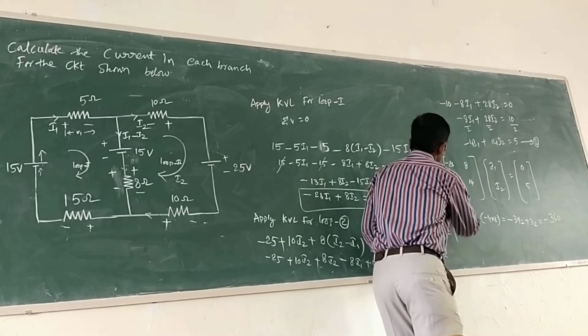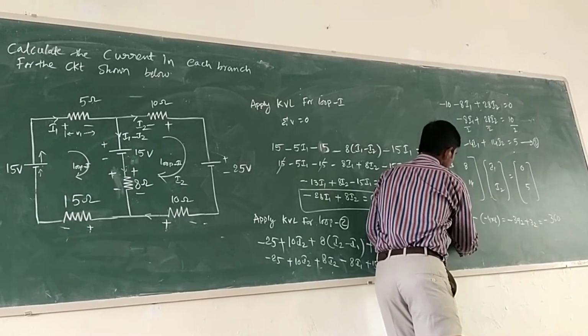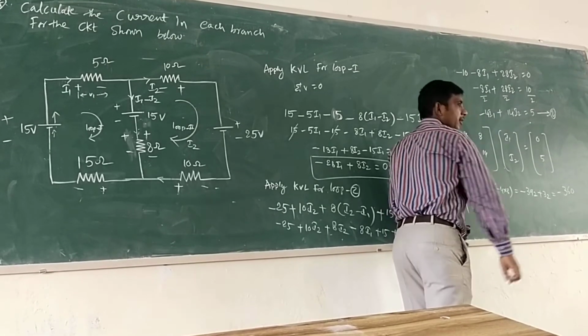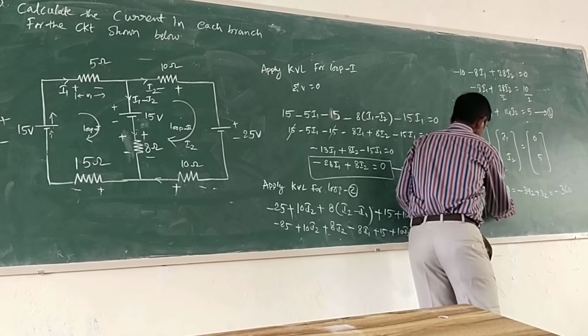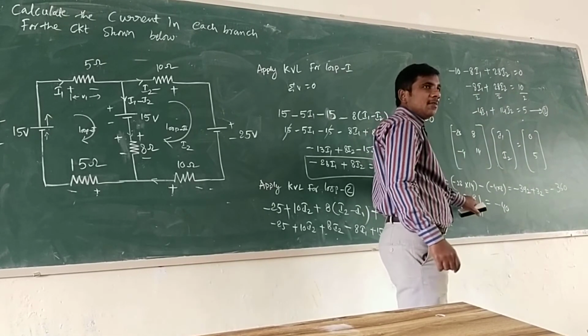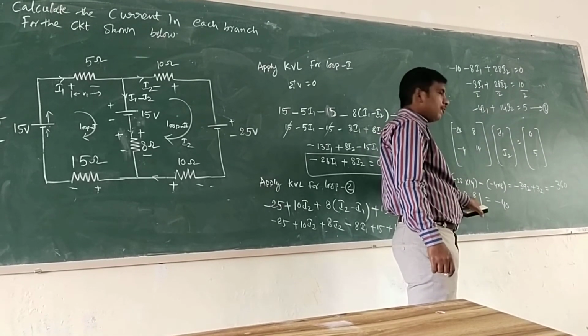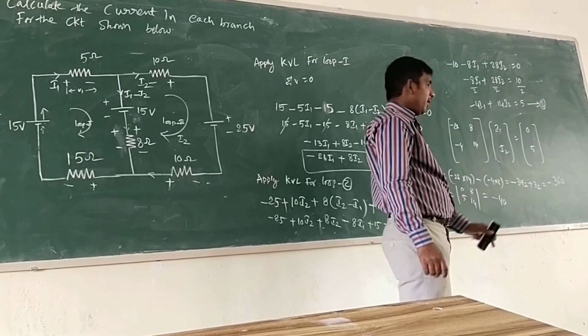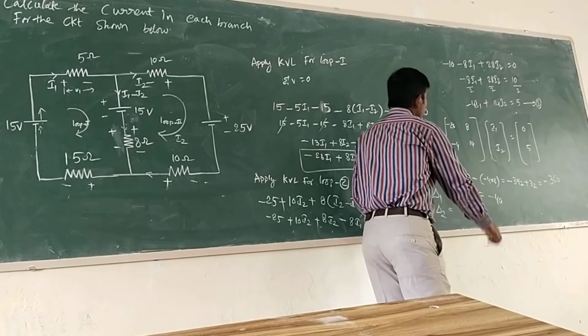Now for delta 1 we have to replace column 1 with the constants, that is 0, 5, 8, 14. Find out this determinant. 0 into 14 minus 40. AD minus BC if you do: AD is 14 into 0, 0, minus 5 into 8, minus 40. Delta 1 is minus 40.